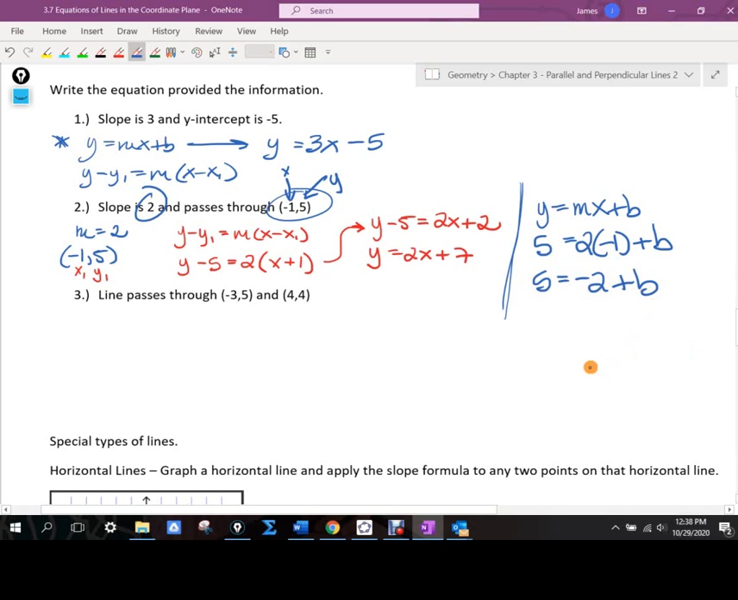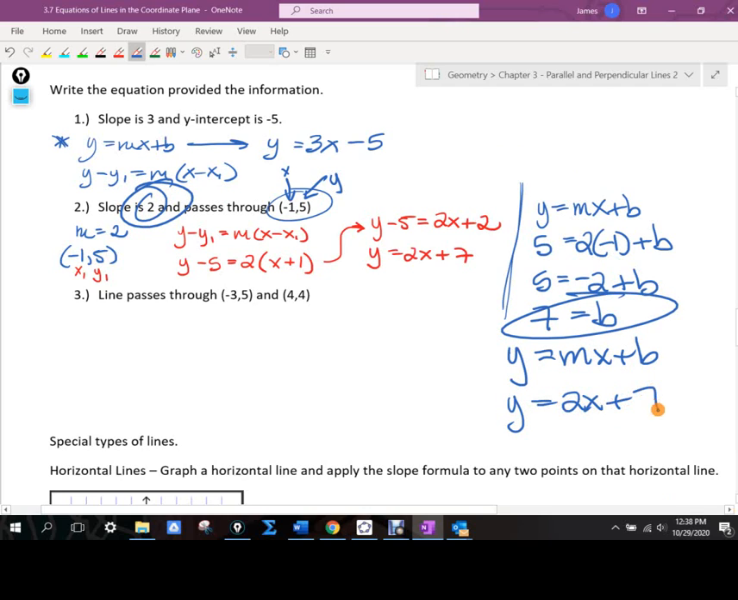Negative 2, right? Can I add 2 to both sides? And what does that give me? It gives me b, right? So now can I go back and say, well, I started with y equals mx plus b, and I want an equation. I now know b, and I also know m was 2. Can I rewrite this as 2x plus 7 that way?